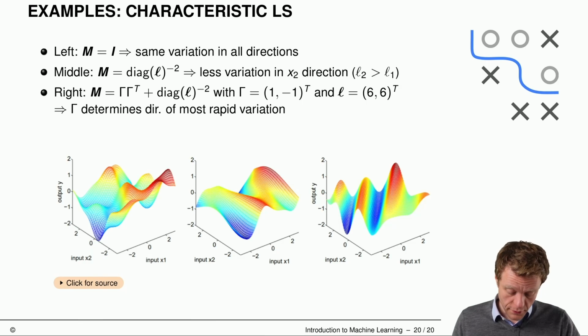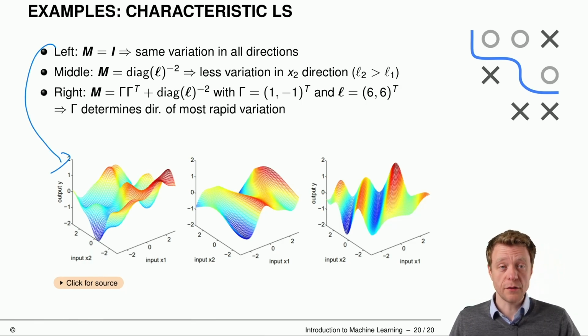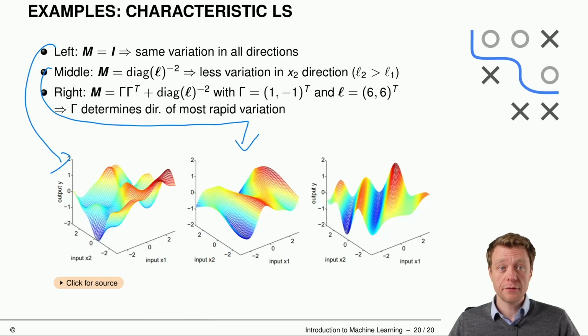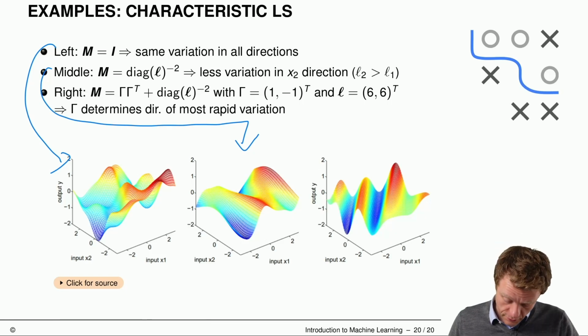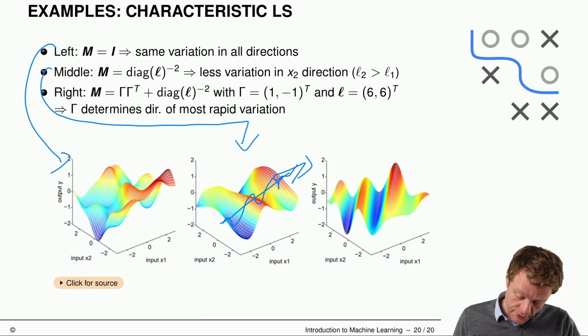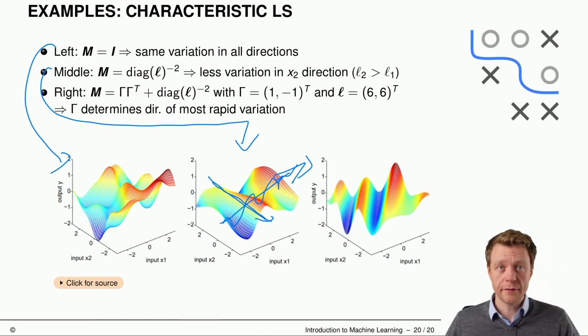So on the left hand side, that's the vanilla case, we have the same variation in all directions. The second case is we have different variations in the different dimensions. If I go in that direction, in the x1 direction, it's rather wiggly. But if I go in the x2 direction, well, not that much happens. So we have less variation in the x2 direction than in the x1 direction.